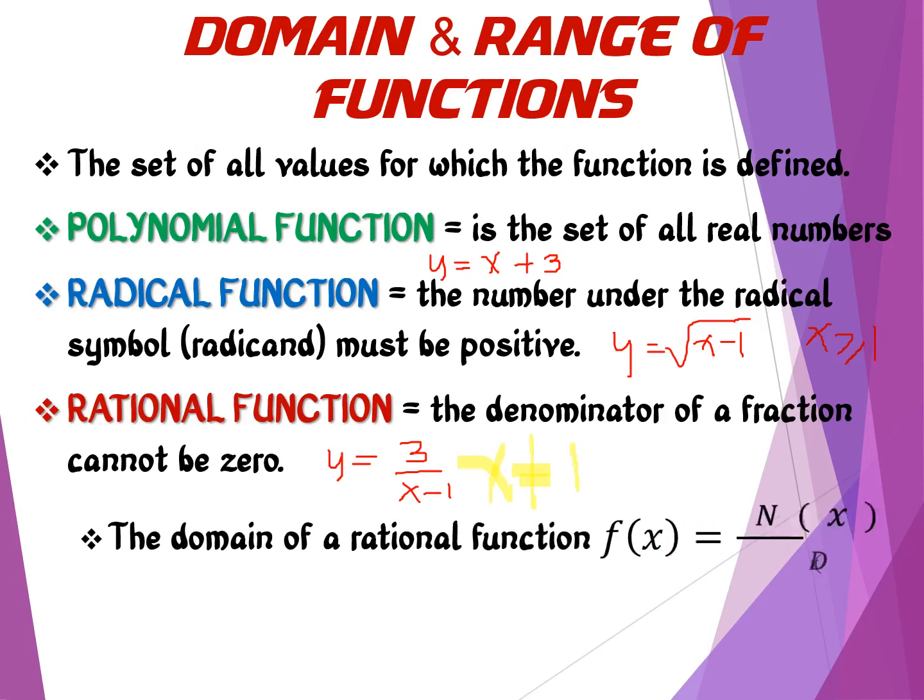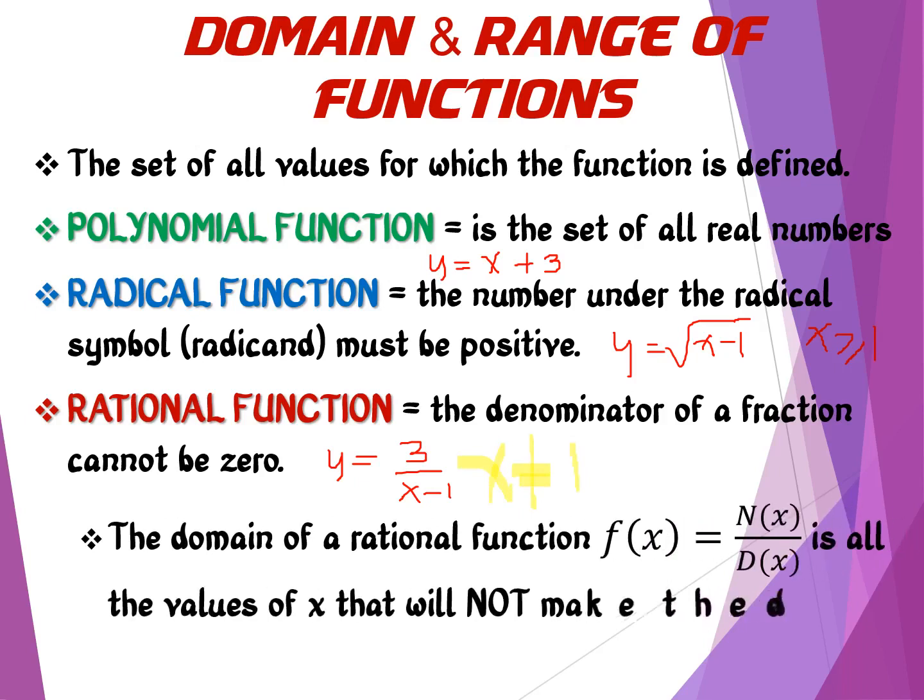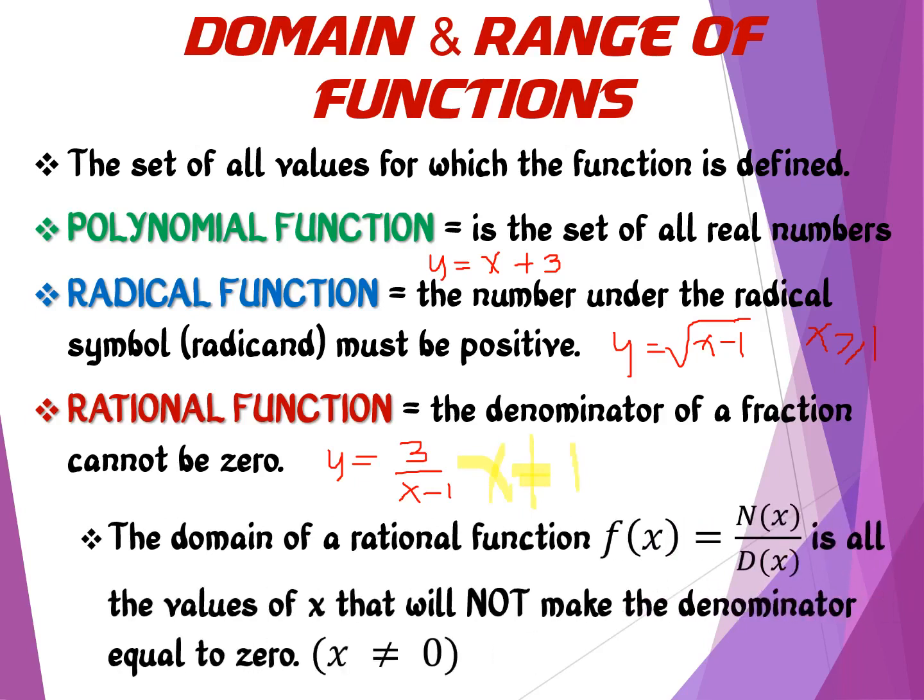Okay, so that is how we find the domain of a rational function. There is always a restriction in the denominator. Here, there is a restriction in the radicand, but for a polynomial, there is no restriction. I hope that is clear.